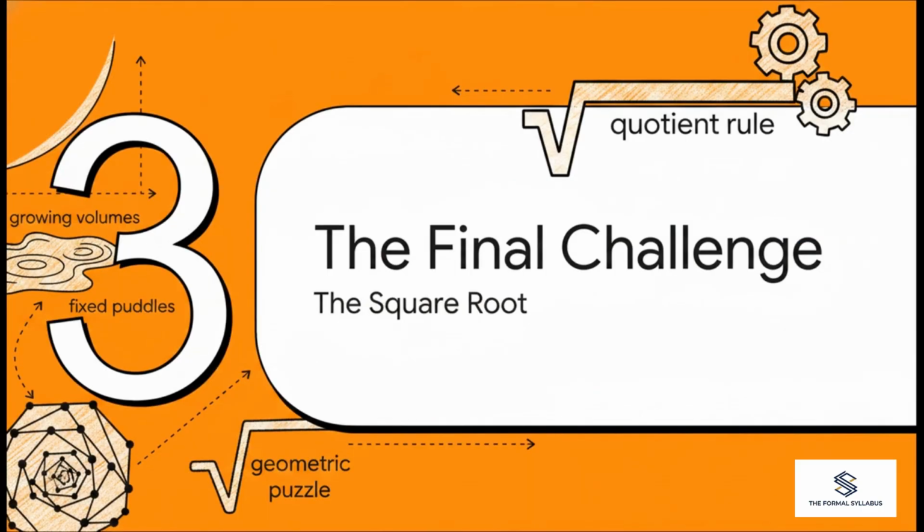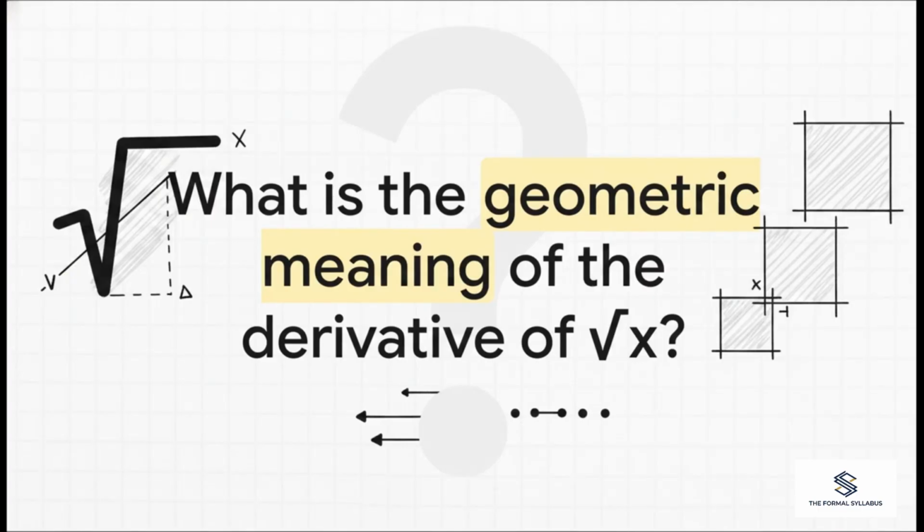Section 3, the final challenge, the square root. We've explored areas, volumes, and even hacked the quotient rule together. So here is my final tantalizing geometric puzzle to wrap up this explainer. What is the precise geometric meaning of the derivative of the square root of x? How can you take the visual growth rules we talked about today, apply them to the square root, and explain geometrically why its derivative is tied to the slope of a tangent line? Take everything we've learned, sketch out the shapes, and see if you can solve this entirely with geometry.